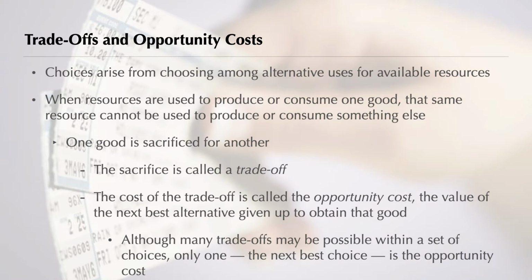As you have learned, scarcity requires producers and consumers to make choices. Similarly, a society must answer the three basic economic questions of what to produce, how to produce, and for whom to produce. What are the results of these economic decisions? Choosing among alternative uses for available resources forces people to make choices. If a resource is used to produce or consume one good, that same resource cannot be used to produce or consume something else. One good is sacrificed for another.